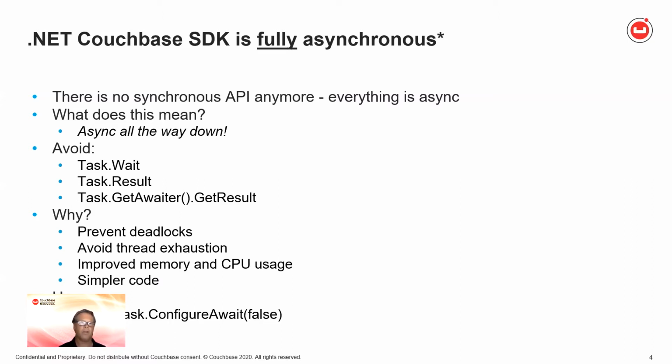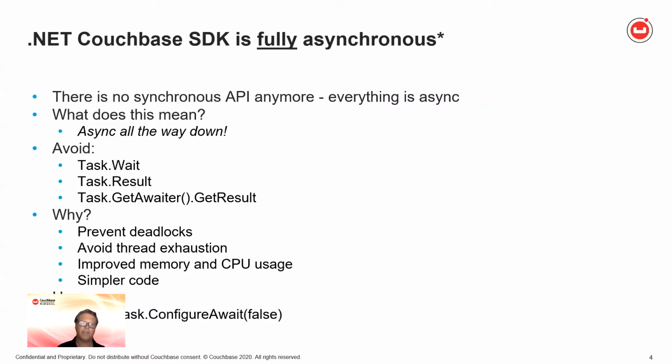You want to avoid blocking calls. Things like task.Wait, task.Result, task.GetAwaiter, or .GetResult. These are blocking API calls. We want to avoid these. Why do we want to do that? We want to prevent deadlocks, avoid thread exhaustion, improve memory and CPU usage, and simply write simpler code that's easier to debug.